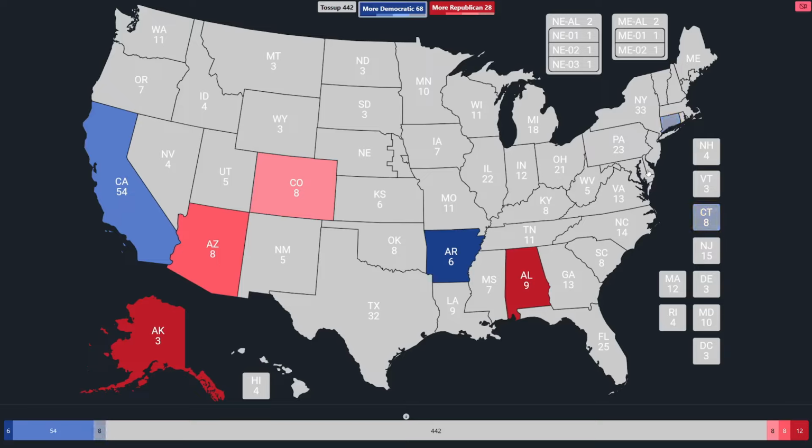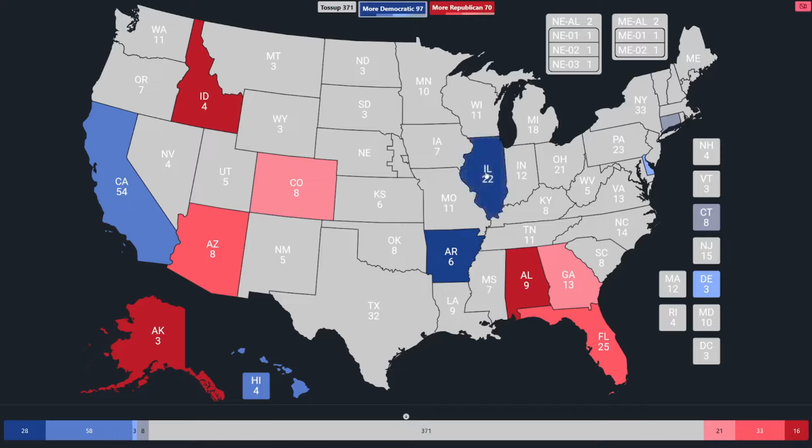Delaware a little bluer at 2.7%. Florida moderately redder at 7.4%. Georgia a little bit milder at 4.9%. Hawaii came in bluer at 5.9%. Idaho significantly redder at 19.1%. Illinois moderately bluer at 8.8%. Indiana way redder at 11.6%.